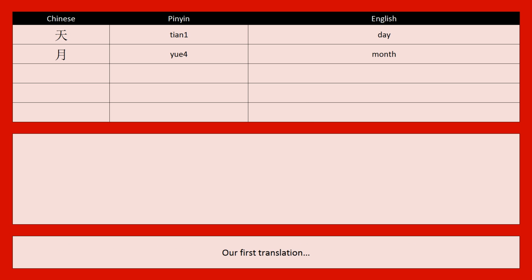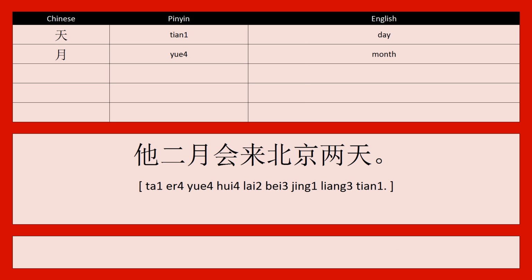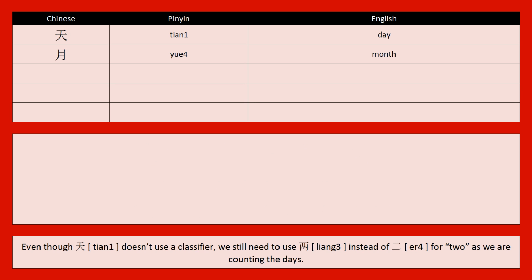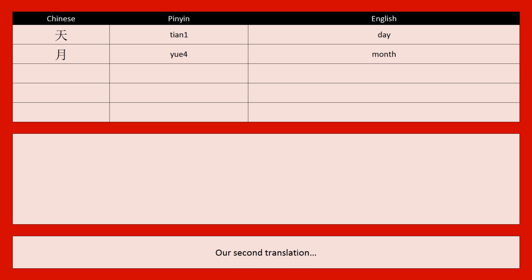Our first translation. 他2月会来北京2天。 He will come to Beijing for 2 days in February. Even though 天 doesn't use a classifier, we still need to use 两 instead of 二 for 2 as we are counting the days.